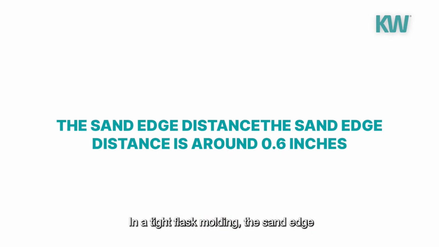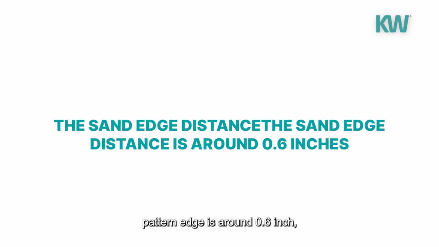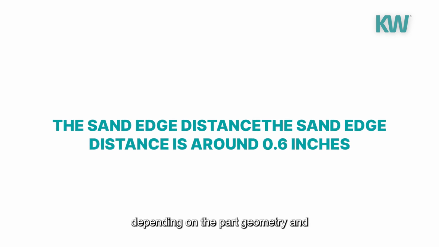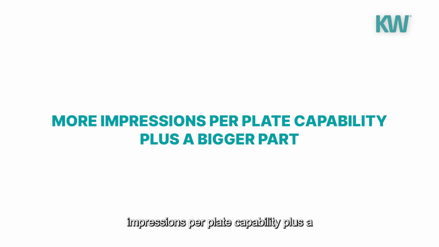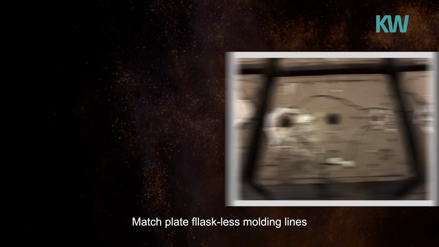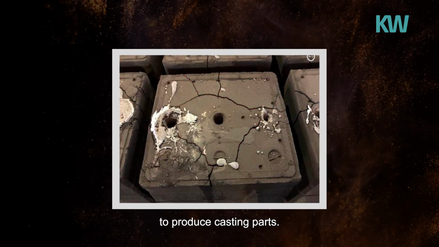In a tight flask molding, the sand edge distance from the flask surface to the pattern edge is around 0.6 inch, depending on the part geometry and tooling height. That means more impressions per plate capability plus a bigger part, for the same size of a match plate molding line. Match plate flaskless molding lines are definitively not the best practice to produce casting parts.